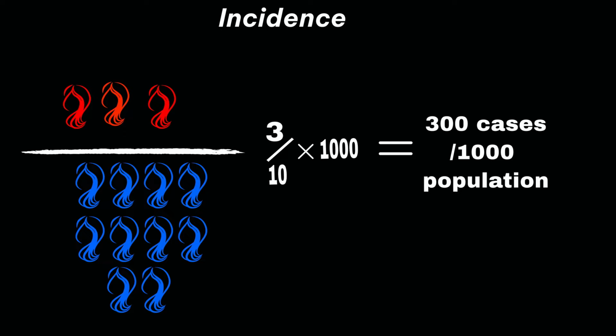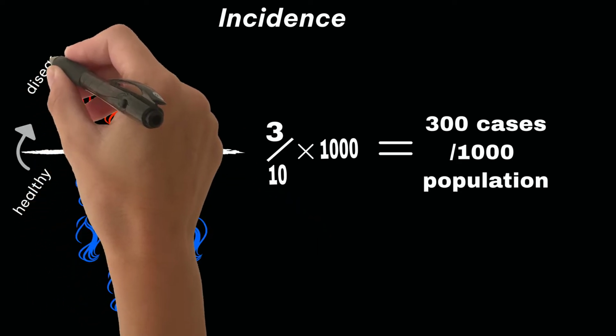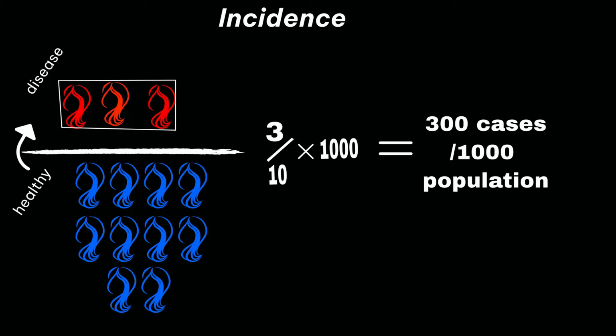It is important to note that every person in the denominator must have the potential to be a part of the numerator. In our example, these 3 women have transitioned from healthy state to disease state. Incidence is a measure of event and therefore a measure of risk. So we said that everyone in the denominator must have the potential to become a member of the disease group.